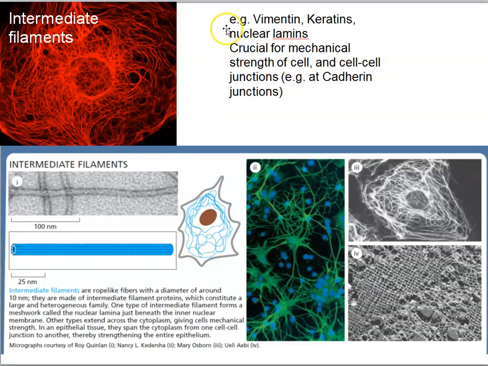So intermediate filaments are not targeted by drugs, but it's useful to be aware of what they are. These are sort of an internal scaffold that the cell has. They link into the cadherins on the cell surface, which are cell-cell junctions. They comprise things like the nuclear lamins, vimentins and keratins.